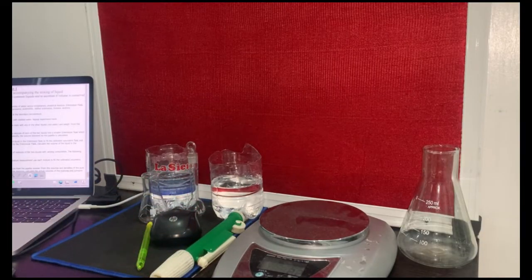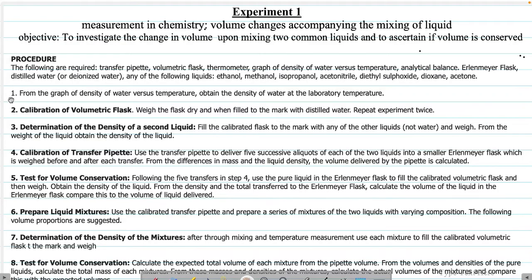So I'll be guiding us on how to carry out the experiment, the step-by-step procedures of how to go about it, and most importantly, the calculations. Now, the first procedure: from the graph of density versus water, obtain the density of the water at the laboratory temperature. For this first procedure, we don't have to do anything. They'll give you a value in the lab.